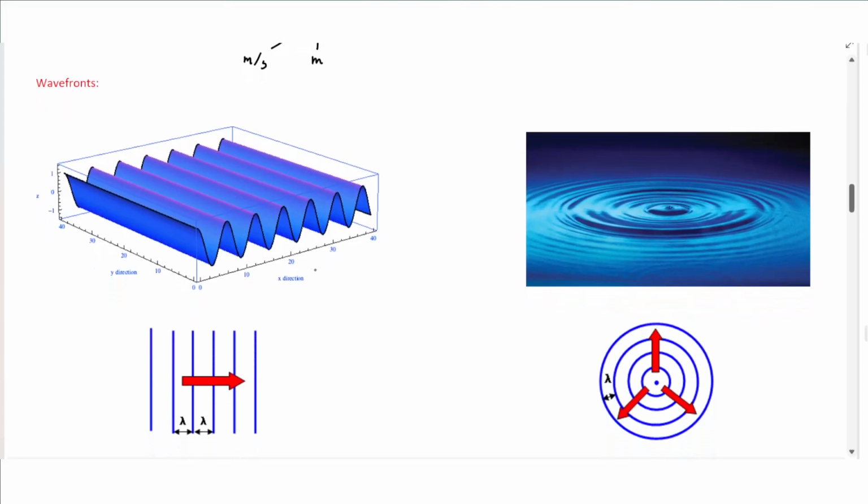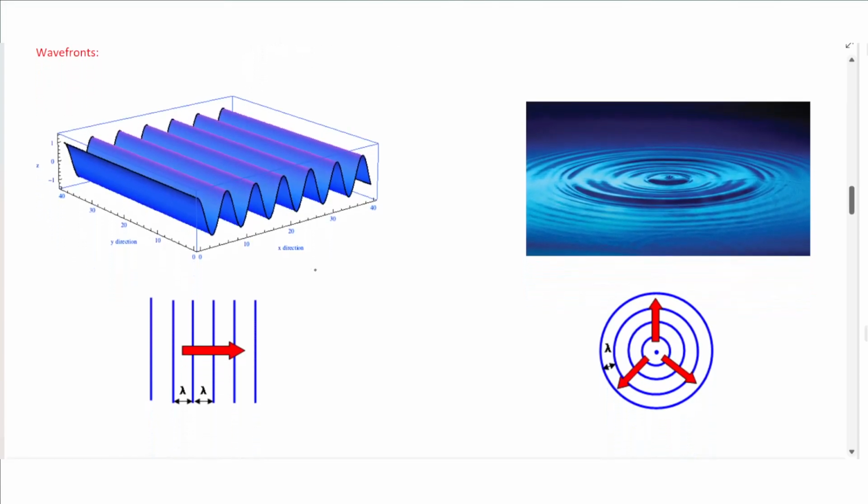Now, if you represent a wave using a diagram, you can draw it from the top view. In this case, you will see straight lines that connect the crests of the waves. This is called a wave front, and the wave fronts are generally perpendicular to the direction of the wave or the energy transfer. So this is 90 degrees, and since each wave front represents crests of a wave, the distance between the wave fronts is equal to the wavelength.